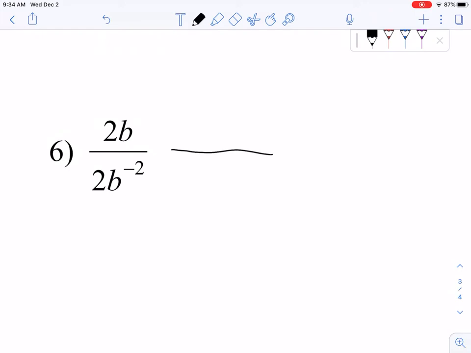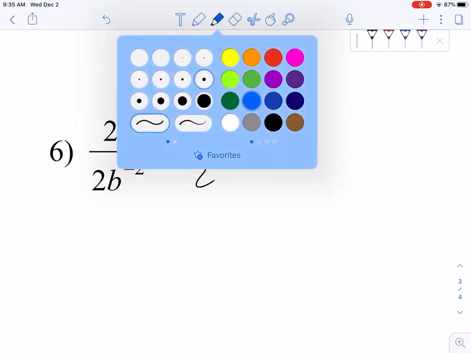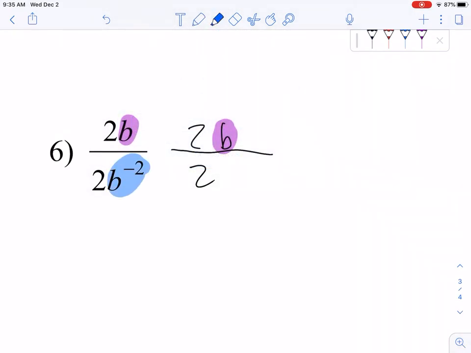So check out number 6. We have 2 over 2. Now we're going to learn more about the dividing rules. I'm not going to mess with reducing or anything like that just yet. I have B up top, which is happy. He doesn't need to move. But in blue down here, I have B to the negative second, and in order to make that positive 2, I need to move it up. So I have B1 and B2.